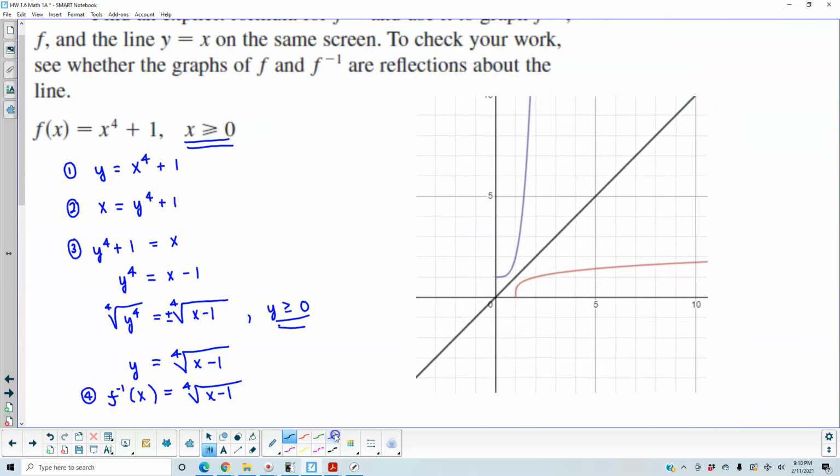So again, we can see that this graph here represents f of x, which is equal to x to the fourth plus 1, where x is greater than or equal to 0. This line is y is equal to x, and this line is the fourth root of x minus 1.